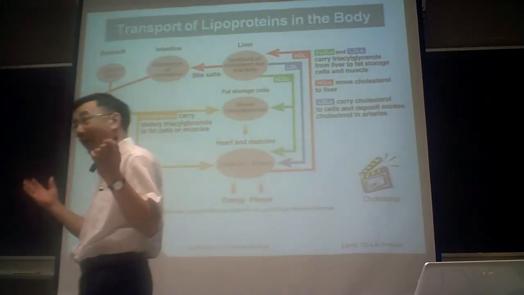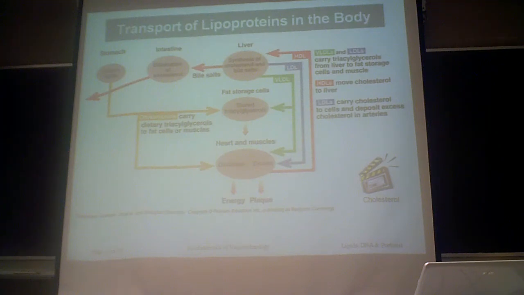Okay? So when you look at how these sub-assembled lipid structures are being moved around, what happens is that in Singapore you take chicken rice, or here you take hamburgers, so there are lots of dietary lipids or fat, right? So they are being taken in, and then this chylomicron, which is a large molecule or structure, carries all these dietary triglycerol to the fat cells and muscles.